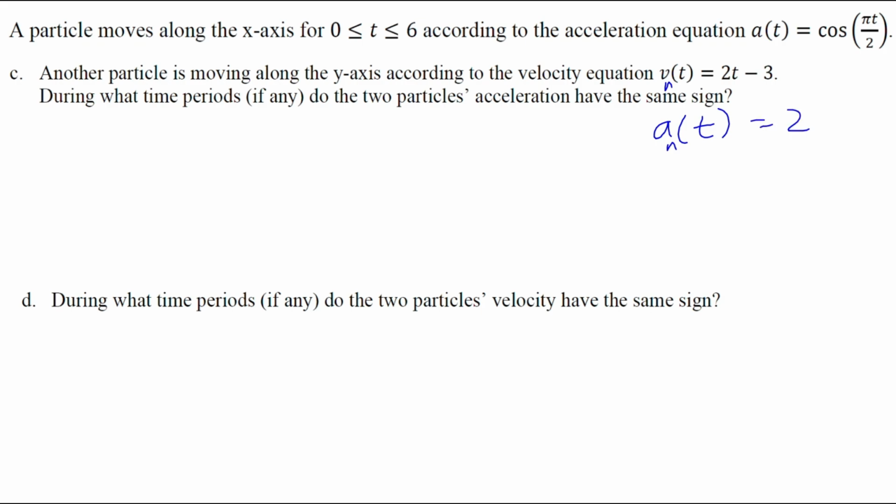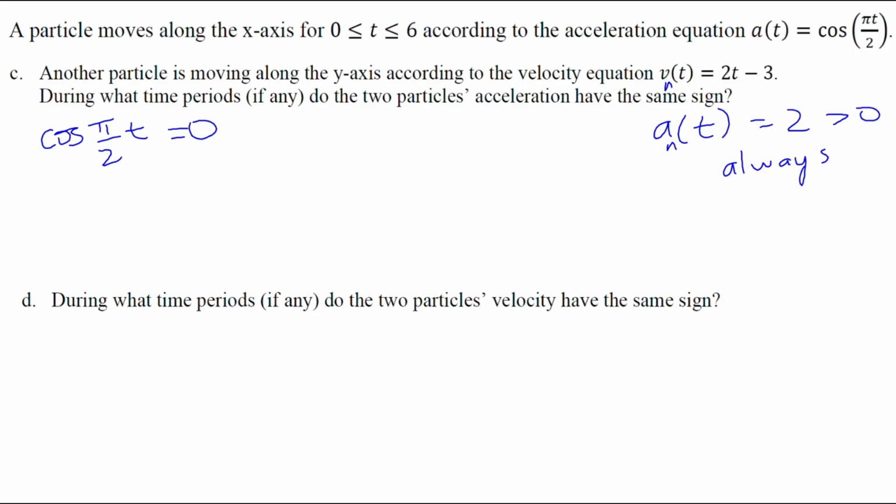So its acceleration is always positive, right? 2 is always positive, right? So this is always a positive acceleration. And then for our other a of t, our cosine of pi t over 2, we just need to see when is that equal to 0 on the interval from 0 to 6.